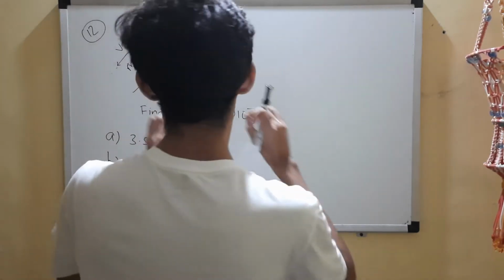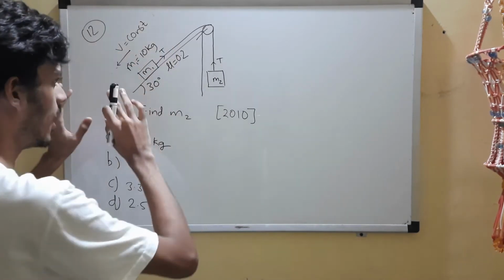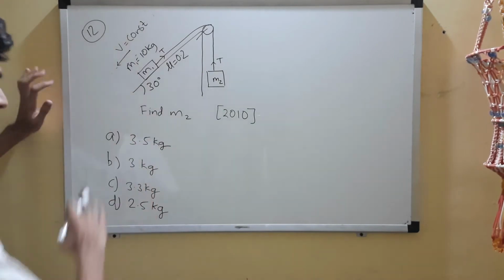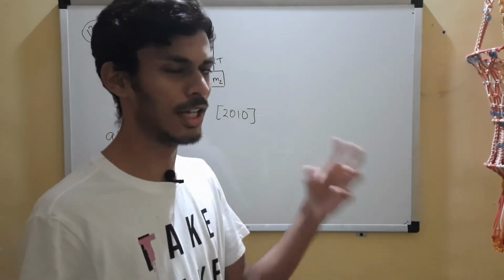So what you can conclude from here is that the system is in equilibrium. How can you say that? See, velocity is constant, no acceleration. Acceleration 0, net force 0, right?